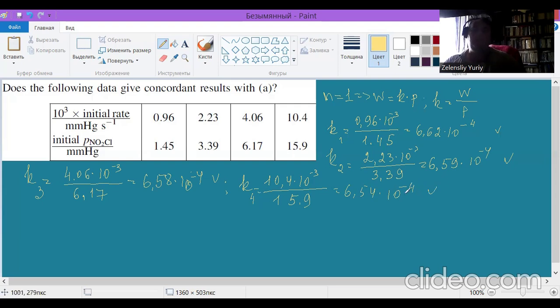First of all, they are close to each other, and secondly, each of them is close to the mean value of K which we got in the solution for part A, which means that these data are okay, so they agree with the results we got from the solution of part A. That's it. Now that's all.